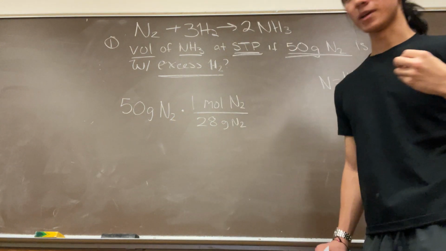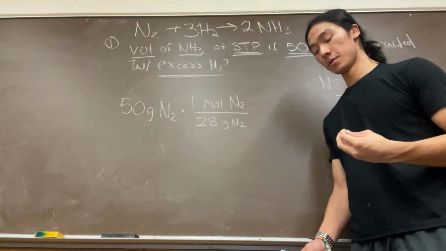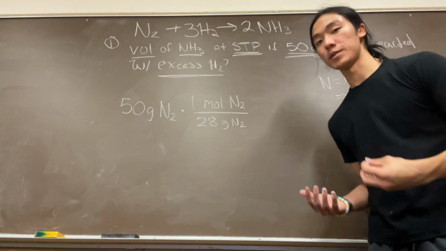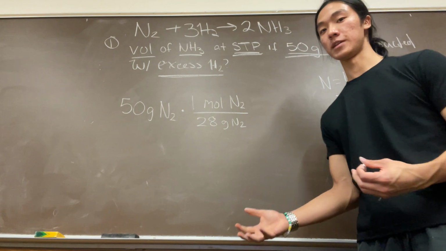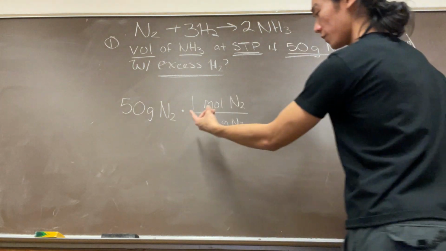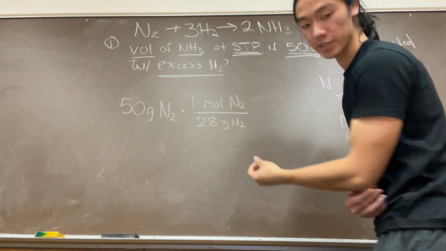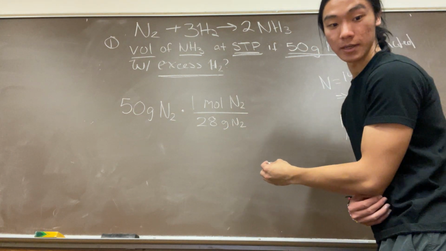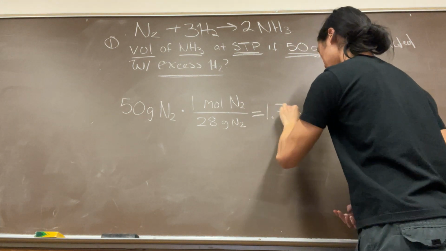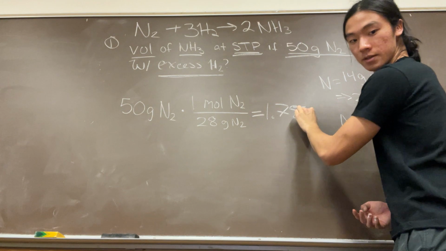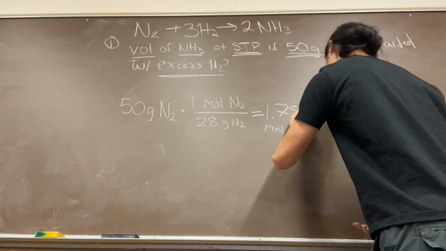So this is a concept called dimensional analysis, where you try to match up the units together. It's basically like trying to convert between inches and centimeters. This is a similar idea, except we're counting between number of molecules and its weight. So 50 grams of N2 gas, 1 mole of N2 to 28 grams of nitrogen gas, and that will yield us 1.7857 moles of N2.